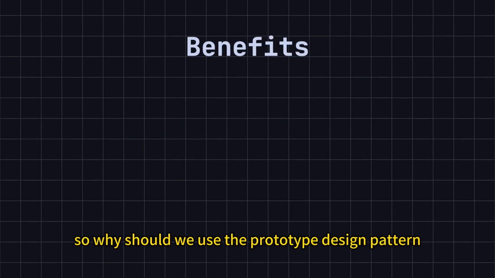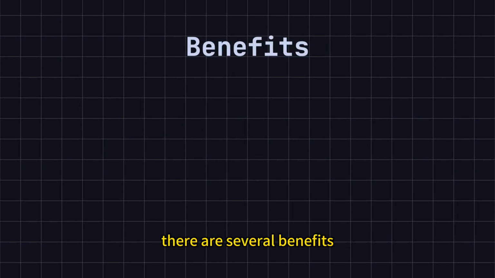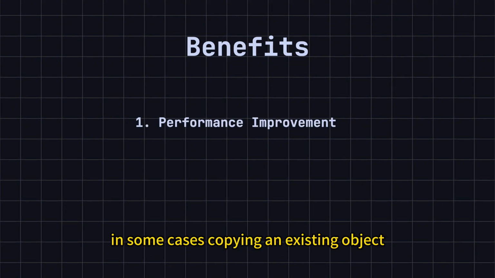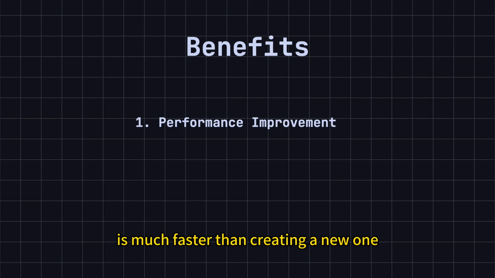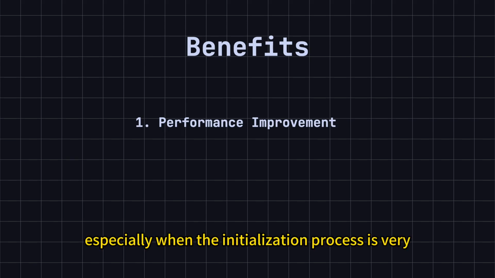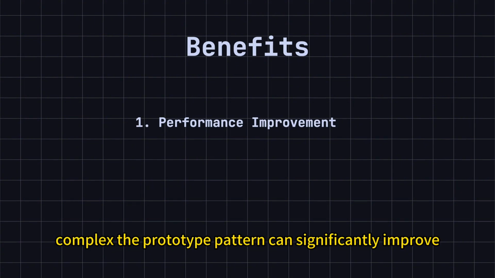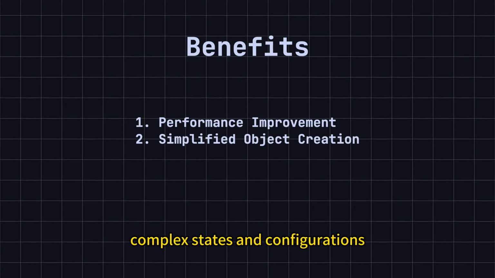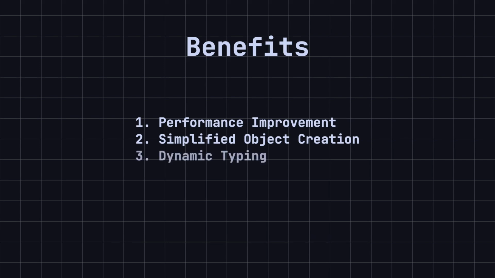So why should we use the prototype design pattern? There are several benefits. 1. Performance improvement. In some cases, copying an existing object is much faster than creating a new one. Especially when the initialization process is very complex, the prototype pattern can significantly improve performance. 2. Simplified object creation. Some objects may have many complex states and configurations, making manual creation cumbersome. With the prototype pattern, you only need to copy an existing object to easily create new ones.